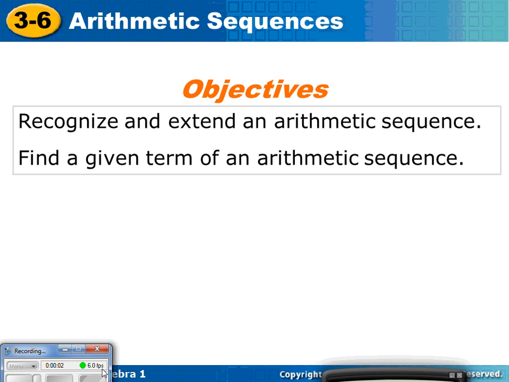Today we're starting 3.6 arithmetic sequences. The main objectives for today are to recognize and extend an arithmetic sequence and find a given term of an arithmetic sequence. Your first question probably is, what is arithmetic?